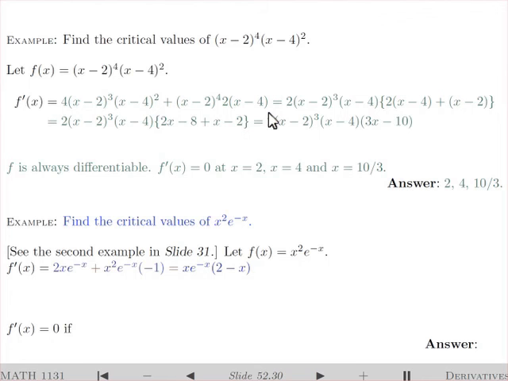So strictly speaking, I have 3 factors. x is 0 means that f prime will be 0. But e^(−x) can never be 0. So the second possibility doesn't happen. Or the third factor 2 − x can be 0, which means x must be 2. So I get only 2 critical values, 0 and 2.